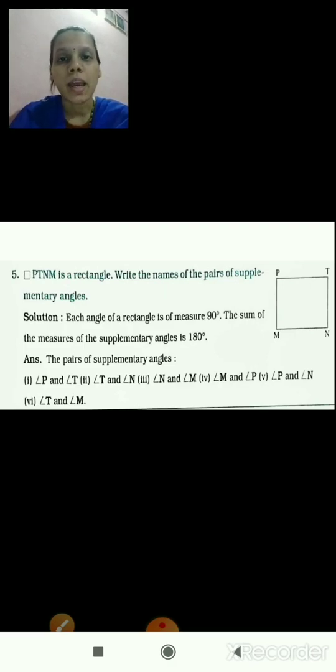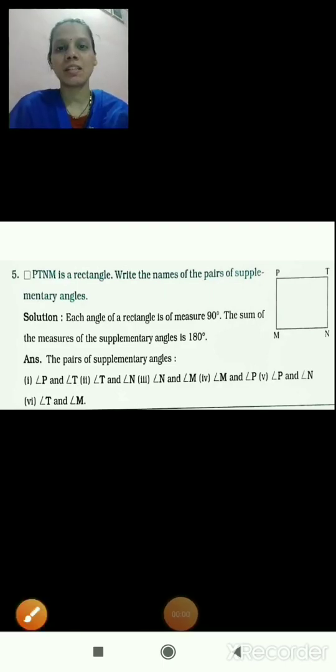First one, angle P and angle T. Second one, angle T and angle N. Third one, start with the next sum, sixth one, question number 6. Yes, this is question number 6.